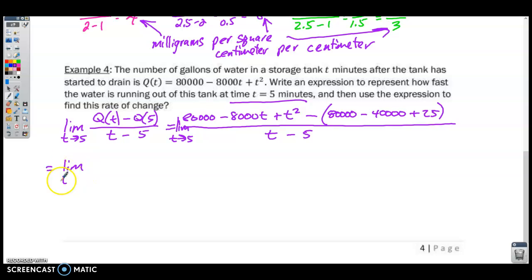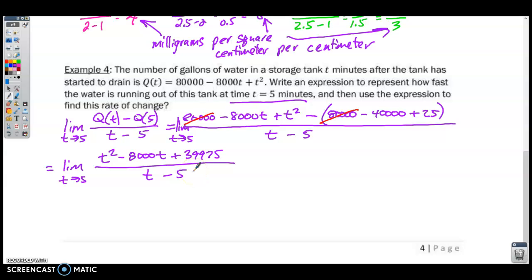And so now, the limit as T approaches 5, I'm going to manipulate this. The 80,000 and minus 80,000 balance each other out. And so what I'm left with, and I'm going to change the order here, T squared minus 8,000 T plus 39,975, all over T minus 5.